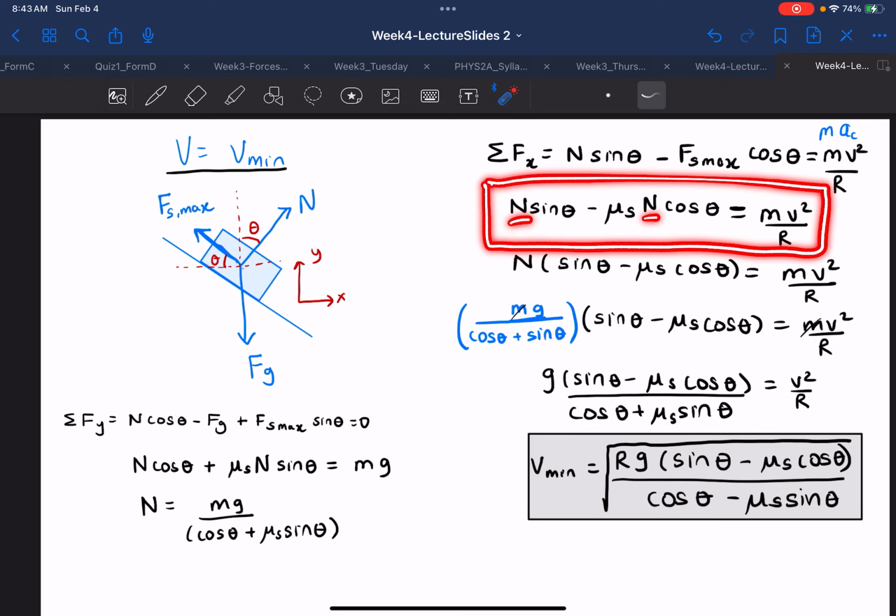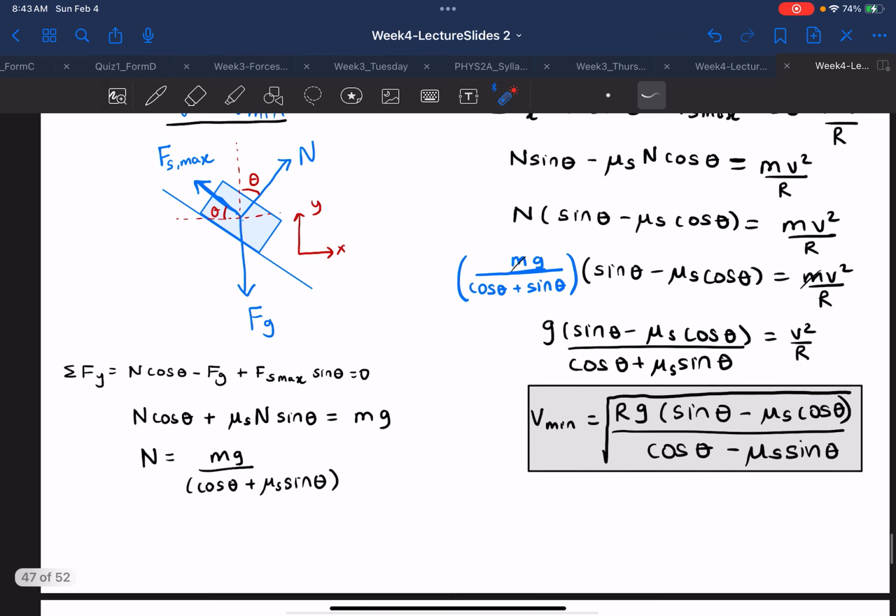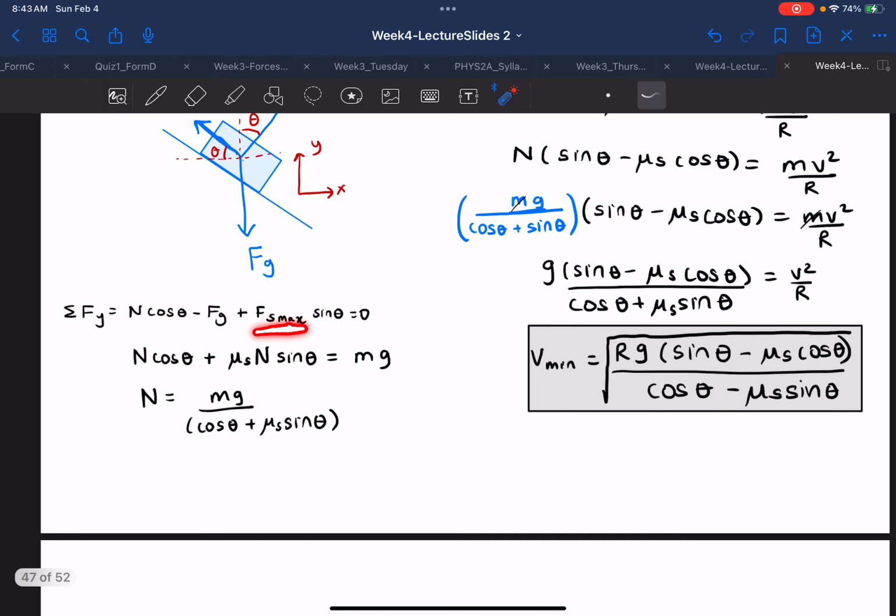Now to get the normal force, we're going to do the sum of the forces in the y direction. In the y direction, we have force of gravity acting downward. So that's this middle term. And then we have the y component of the normal force, which is n cosine theta, and the y component of the force of static friction, which is fs max sine theta. And again, here for the max static friction, we've plugged in mu sub s times n.